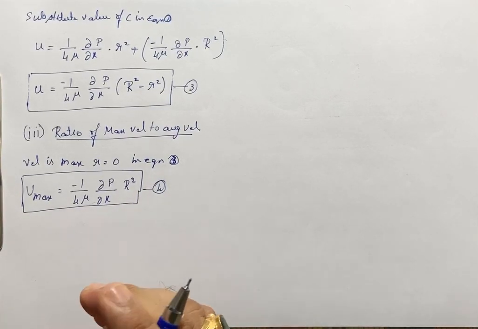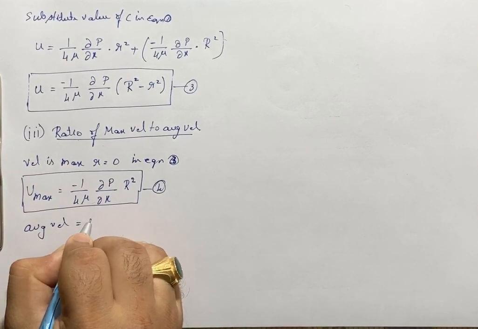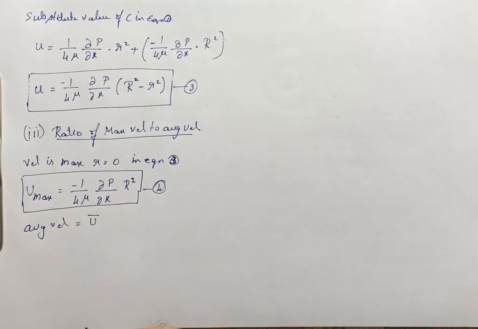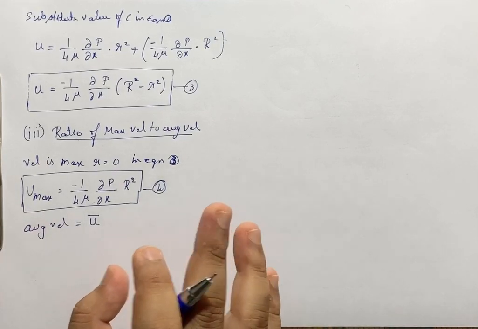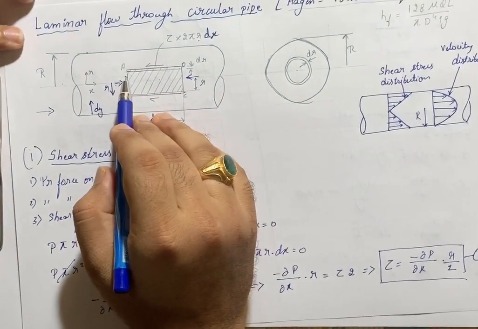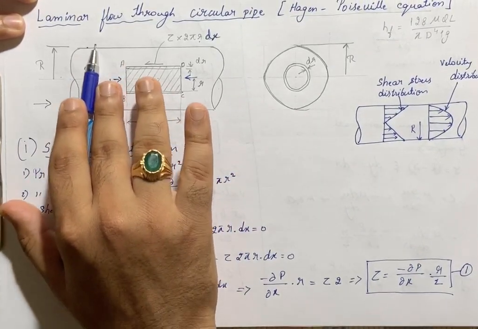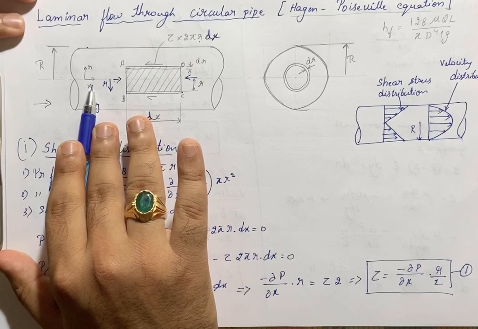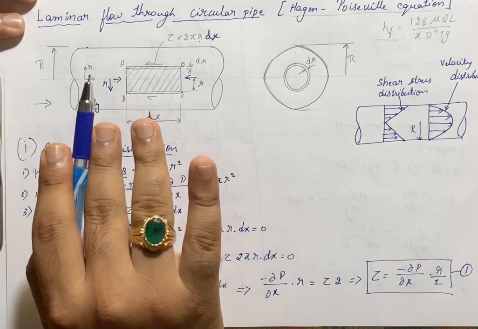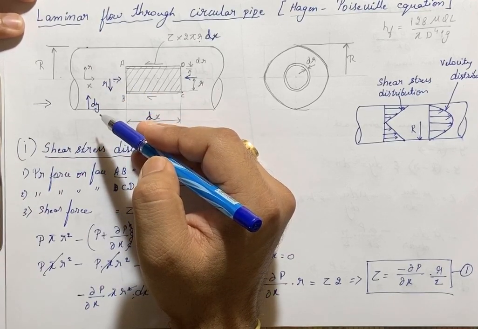Now the average velocity, I will write it as u bar. From now onwards, the average velocity u bar is obtained by dividing the discharge of the fluid across the section of the pipe. The total area of the pipe will be pi R square. That means u bar is obtained by dividing the discharge across this section by the area pi R square.